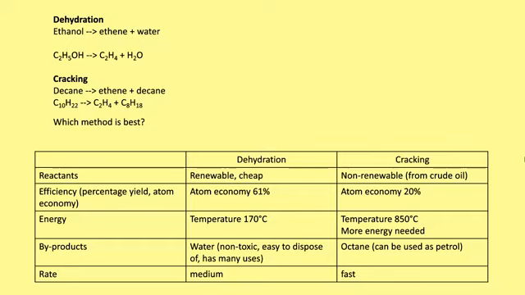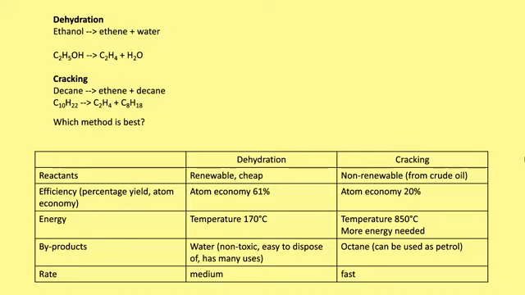So if we look at the reactants, then for dehydration, ethanol is reasonably cheap, and you can make ethanol by fermentation of biomass. So you can grow crops and then convert them into ethanol. So that means it's renewable, because once you've removed the crops and converted them into ethanol, you can grow some more crops. So you've got a continual supply of your ethanol.